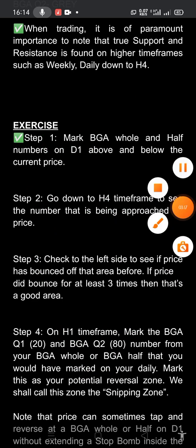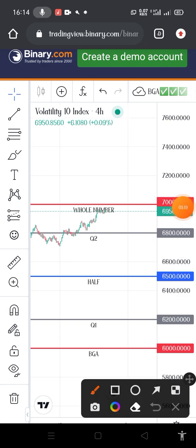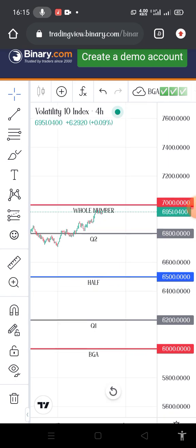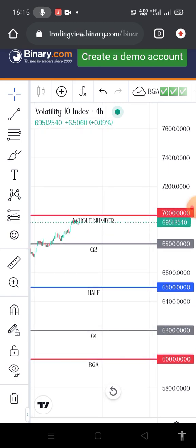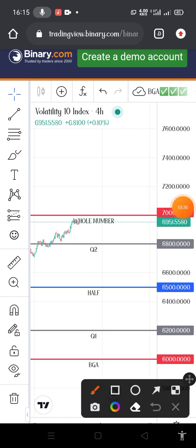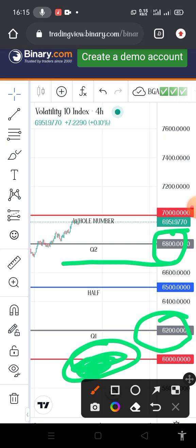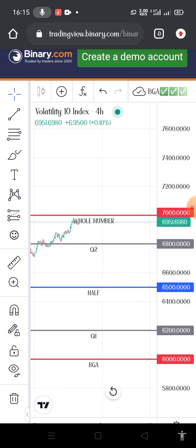Let me just show you. So this is it. 7,000 is above. This is where the current price is. Then the half is below at 6,500 here. Do you understand? Then this Q2, like I said before, which is 80%, is 6,800. And the Q1 is 20%, 6,200. And this is the basic number, the range. This is 6,000 to 7,000. That is the range.